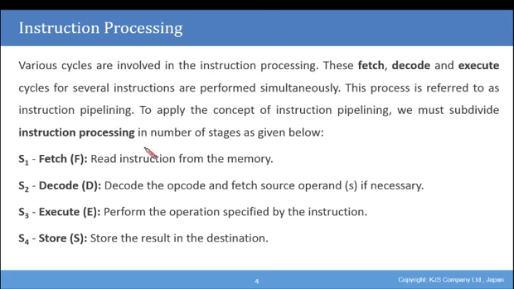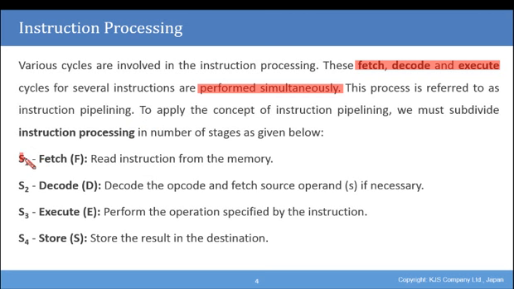So before we actually look at a detailed picture of what pipelining looks like, it's worth understanding some of the instructions we need to use within the processor. So various cycles are involved in instruction processing. These fetch, decode and execute cycles for several instructions are performed simultaneously. This process is referred to as instruction pipelining. To apply the concept of instruction pipelining, we must subdivide instruction processing into a number of stages given below.